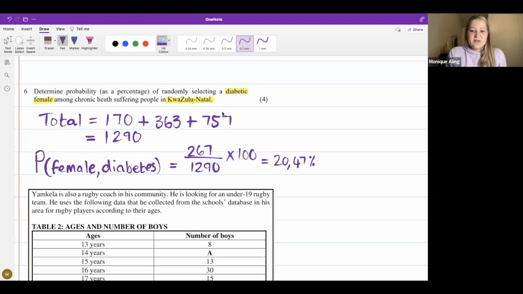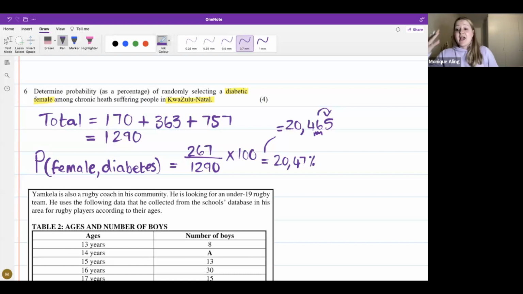Good, Kahisto, good. Okay, Lufunyo, just watch rounding. The actual answer before I rounded there was 20.465. Remember when we round to 2 decimal places, we focus on the number 2 places away from the comma. We look to the right and see if it goes up or stays the same. And because it's a 5 next to the 6, it goes up to a 7. And that's how I end up with 0.47 as my decimals.